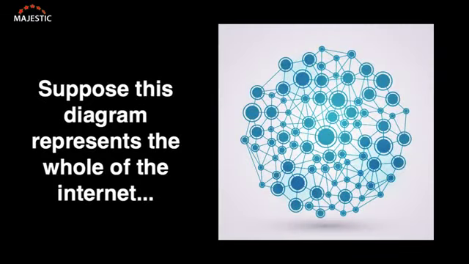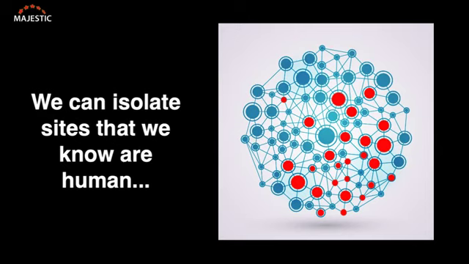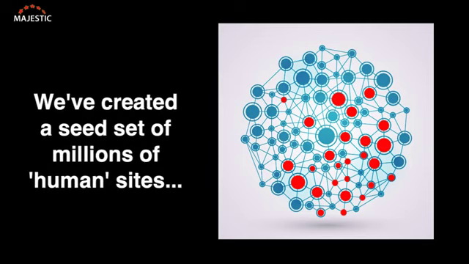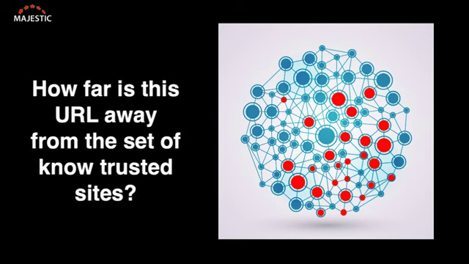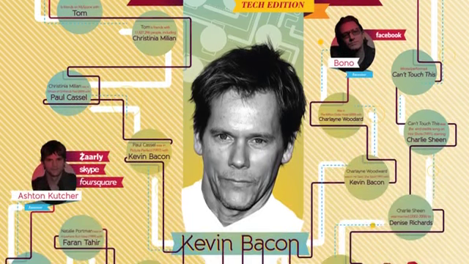So, suppose this diagram represents the whole of the internet. Then we can isolate sites that we know through research are human and can be trusted. We've created a seed set of millions of human sites spread over many different categories. For any URL, we can ask the question, how far away is this URL from the seed set of known trusted sites? It's a bit like Six Degrees of Kevin Bacon, created by a trio of Albright students.